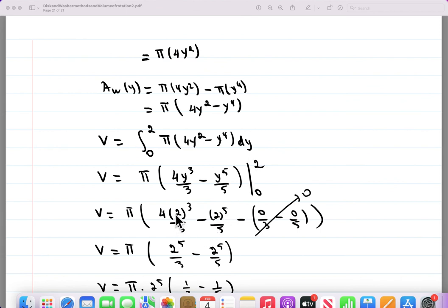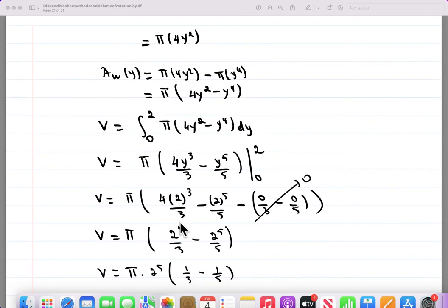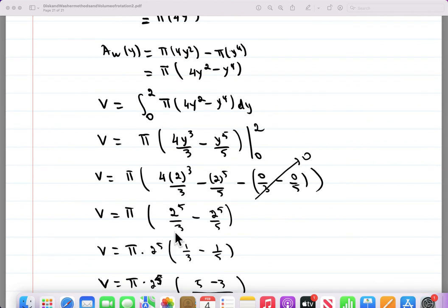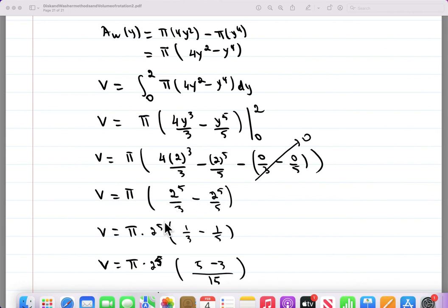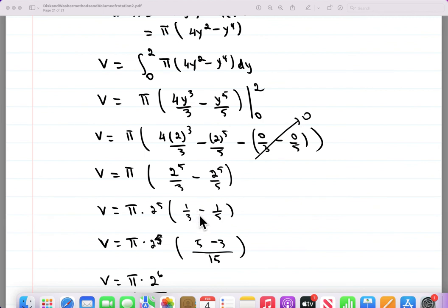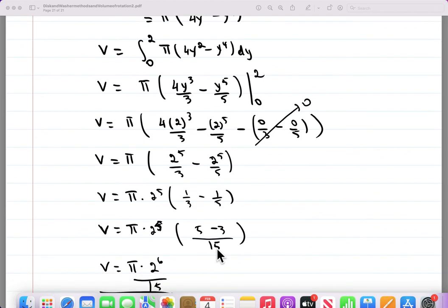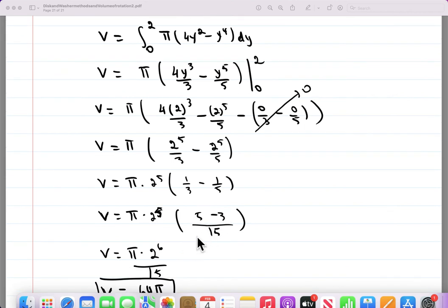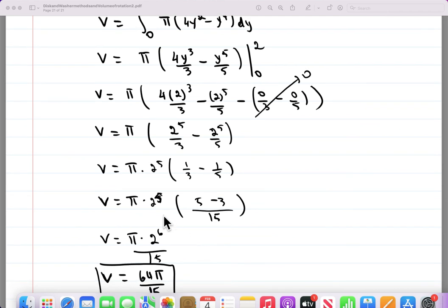First, we plug in 2 for y, and then minus, we plug in 0 for y into the expression, which gives us everything 0. So we end up with 2 to the fifth over 3 minus 2 to the fifth over 5. So 2 to the fifth is a common factor, you can factor it out. You get 1/3 minus 1/5. Find the common denominator, which is 15, and you end up with the numerator 5 minus 3. So you get 2 over 15, times 2 to the fifth.